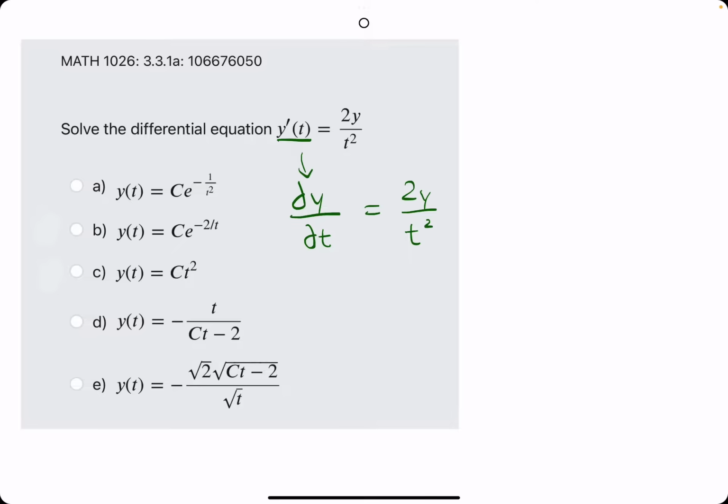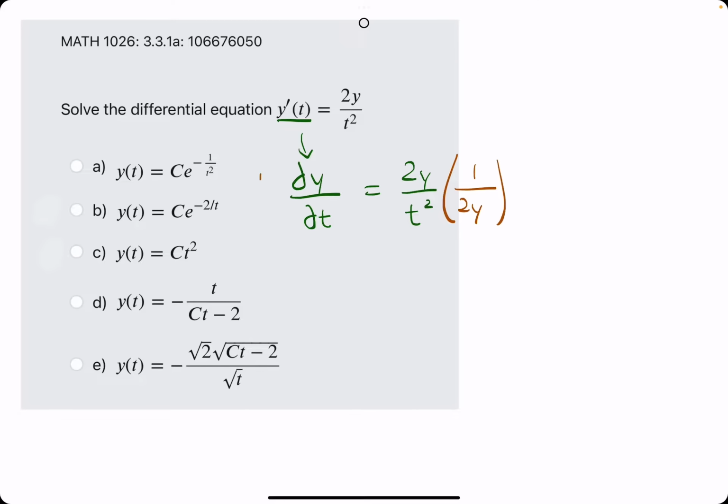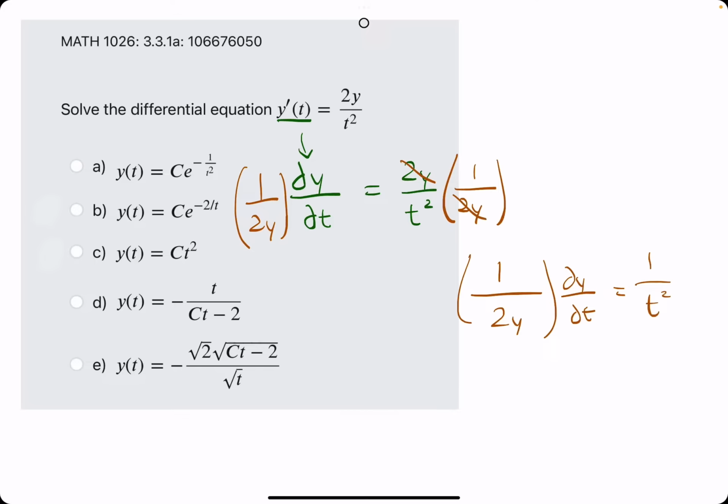Now the next step is to get the y terms on the left side and keep the t terms on the right side. So y terms on the left side. How do we get this to the left side? We want to divide by 2y on both sides. Another way to think about it is by multiplying by 1 over 2y on both sides. So on the left side, now we have 1 over 2y dy over dt, and then on the right side we will have just 1 over t squared.